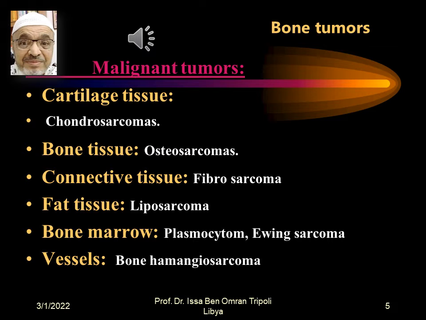Also, the malignant bone tumors can affect cartilage tissue like chondrosarcomas, or can affect bone tissue like osteosarcoma, or can affect also connective tissue like fibrosarcoma, and fat tissue like liposarcoma, bone marrow like plasmacytoma and Ewing sarcoma, and can affect also vessels like bone hemangiosarcoma.